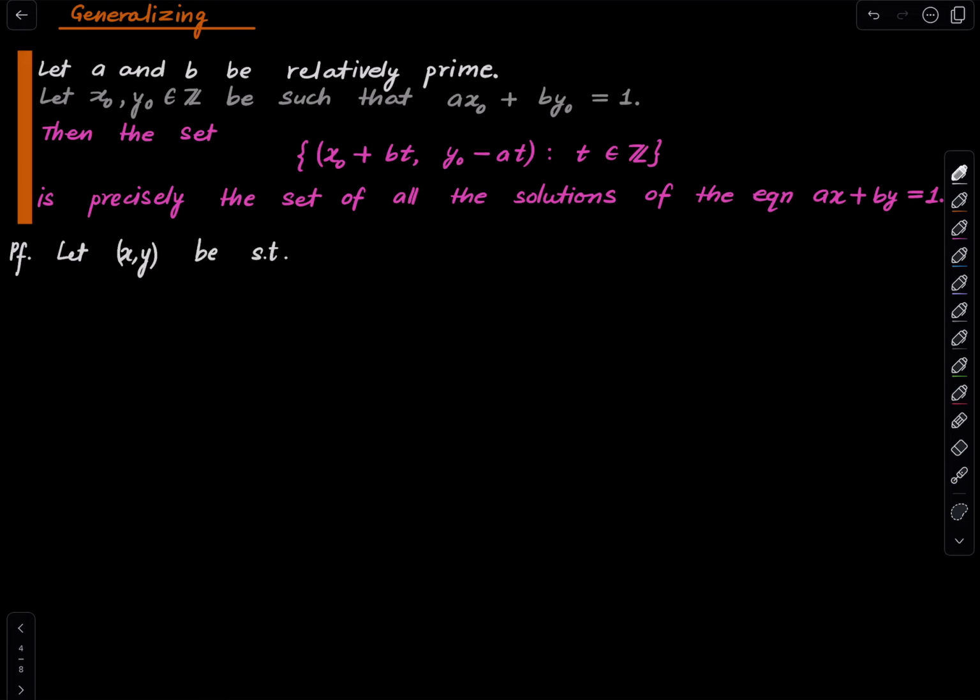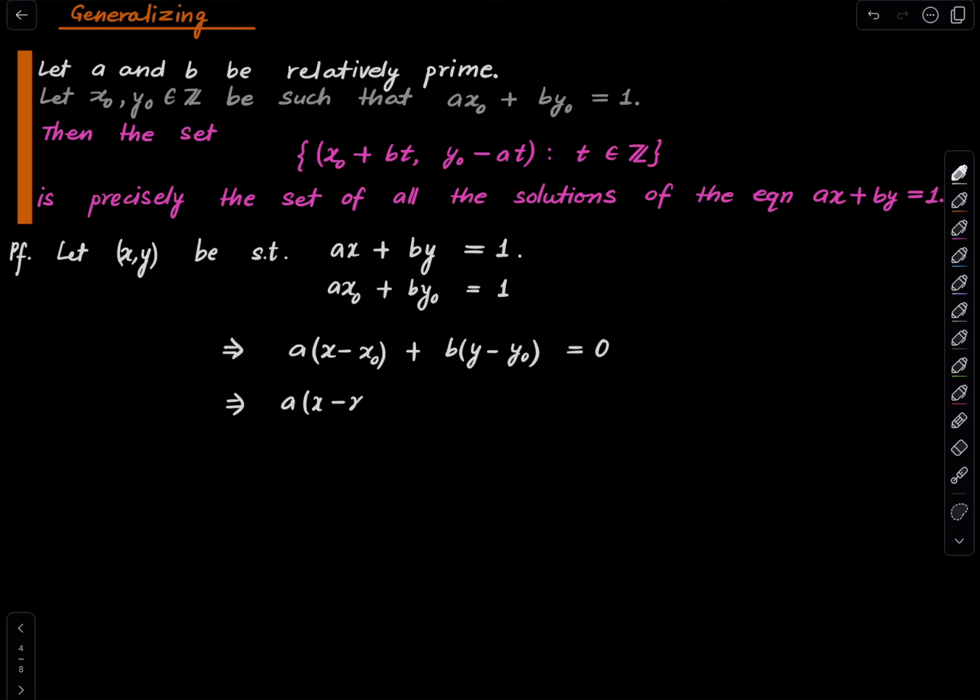So this is such that ax plus by is 1. We already have that ax naught plus by naught equals 1. Subtract to get this equation, which gives a times (x minus x naught) equals minus b, or I'll just write it as b times (y naught minus y), which implies a divides y naught minus y.